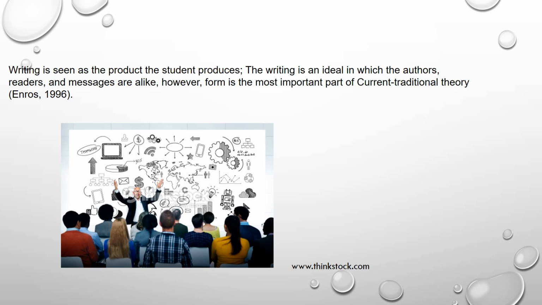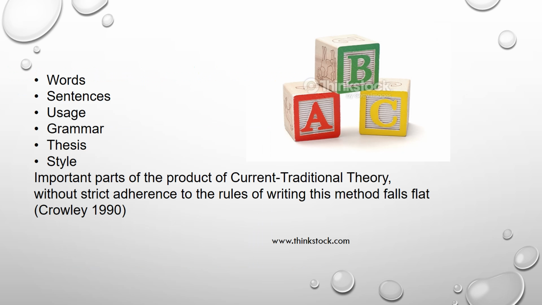Writing is seen as the end product, and the student is the manufacturer of the product. The form is the most important part of the method. The reader, writer, and message are all alike and are reduced to components of this product. True to form, the most important parts of the product are words, sentences, usage, grammar, thesis, and style. Without strict adherence to the rules of writing, this method falls short.